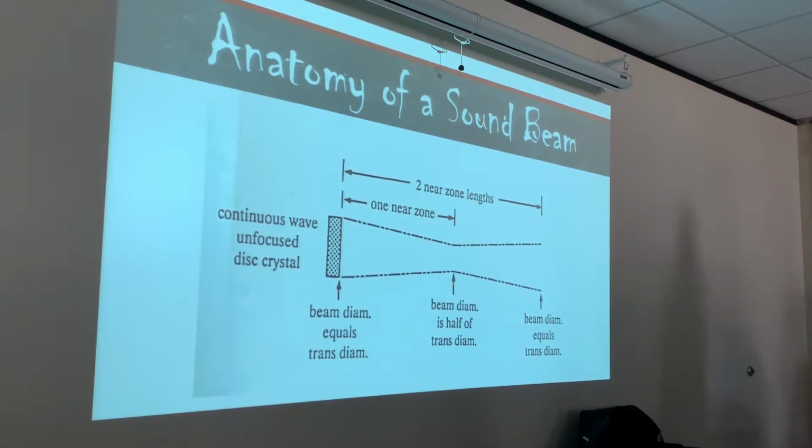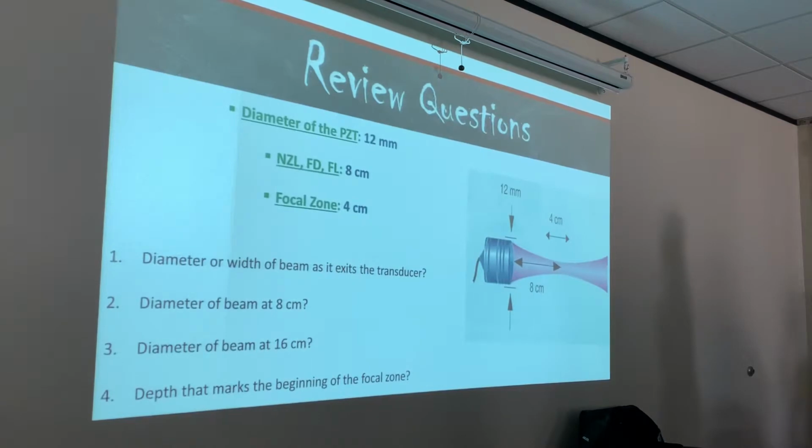All right, so let's answer the little questions like we did in the book, guys. I put review questions on the PowerPoint itself, so we can answer these questions based on the information given. The diameter of the PZT is going to be 12 millimeters. That's represented right here.